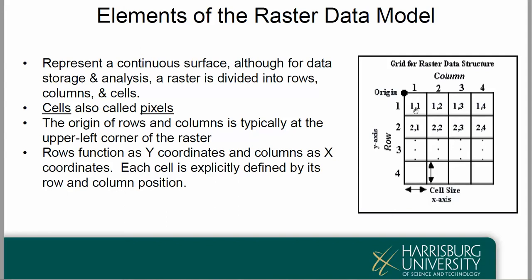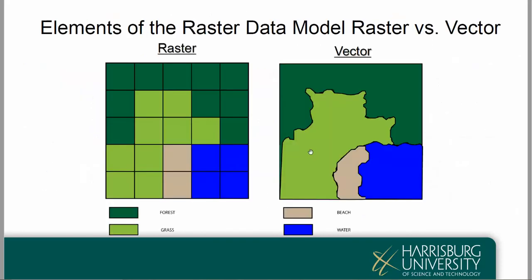And so the grid cell pair for the top left is 1, 1, and so on and so forth. Rows as y coordinates and columns as x coordinates, and each cell is explicitly defined by its row and column position. So over here we have column 3, row 2. It's 2, comma 3. That's how we're defining it. And each cell has its size, right? In the x-axis and in the y-axis, what is the dimension? And these are uniform. If it's 10 meters by 10 meters or 5 meters by 5 meters, they're always perfect squares.